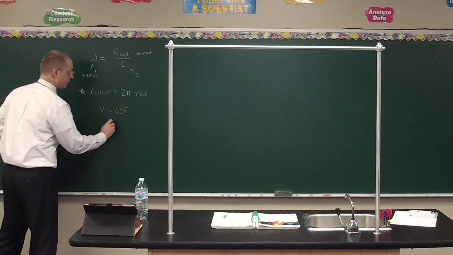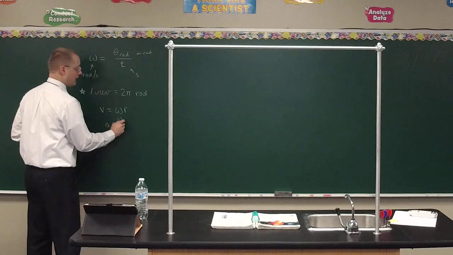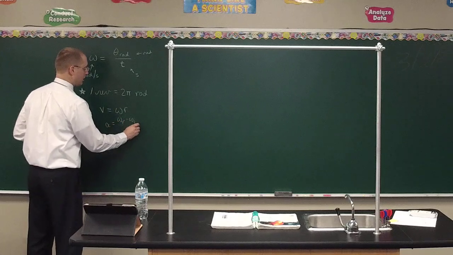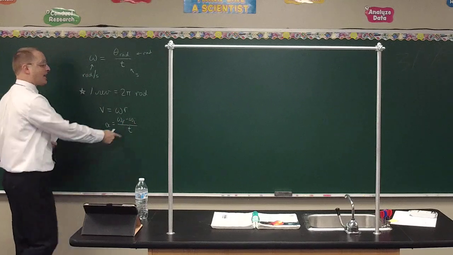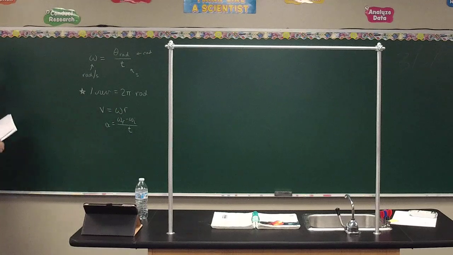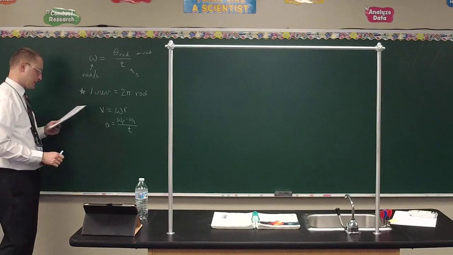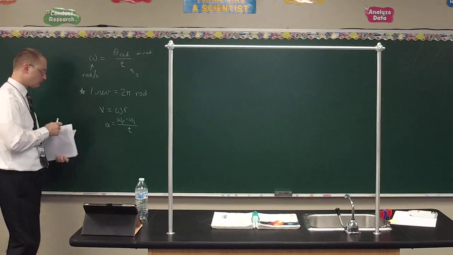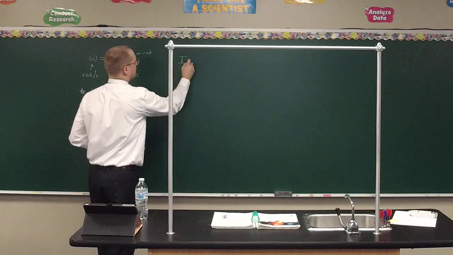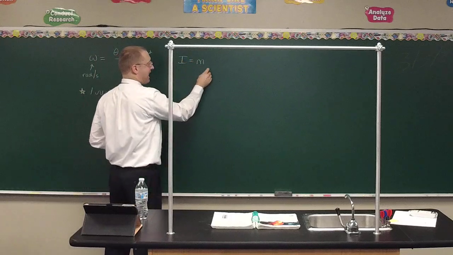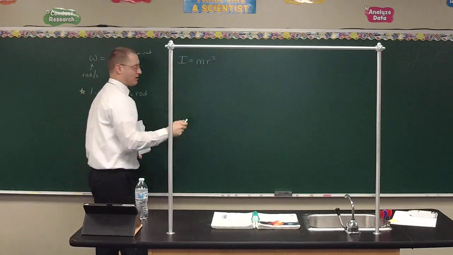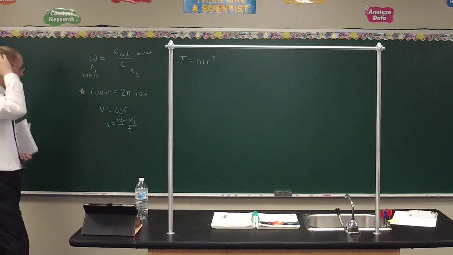Also, angular acceleration, remember, is the change in angular velocity per unit time, the change in the spin rate. Omega sub f minus omega sub i over t. We said that I was equal to m, the mass, times the distribution of the mass squared. I equals mr squared.